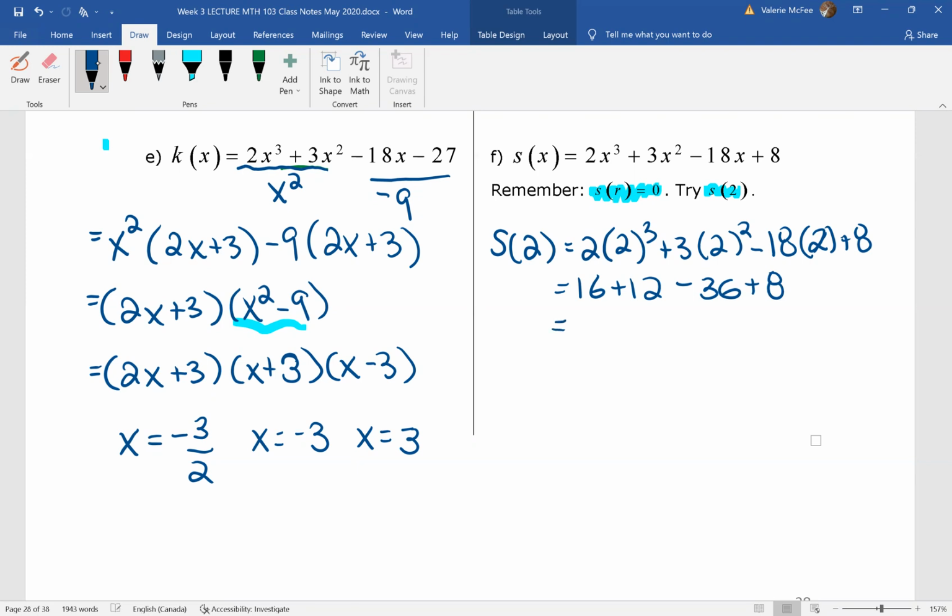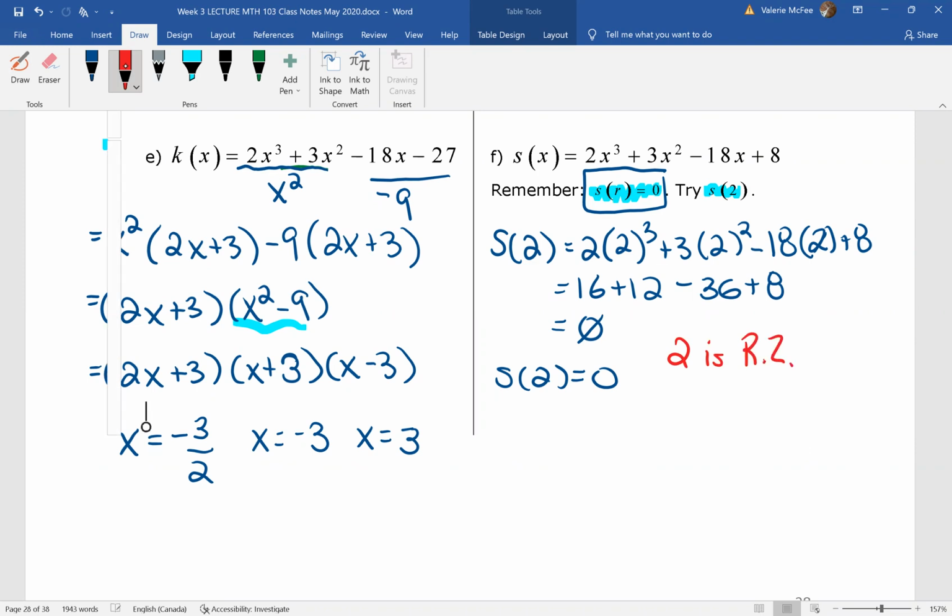So 20, we have 36 minus 36. This does equal 0. We know that S of 2 equals 0. Do you remember what that means? It means that 2 is a real zero. It means that x minus 2 is a factor. And if x minus 2 is a factor, then we can divide. We can use polynomial long division to find the other factors.